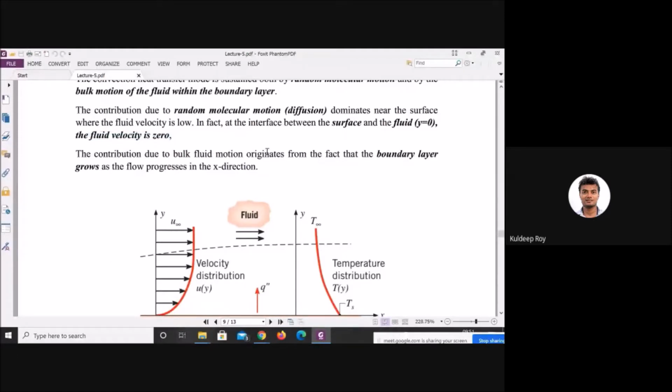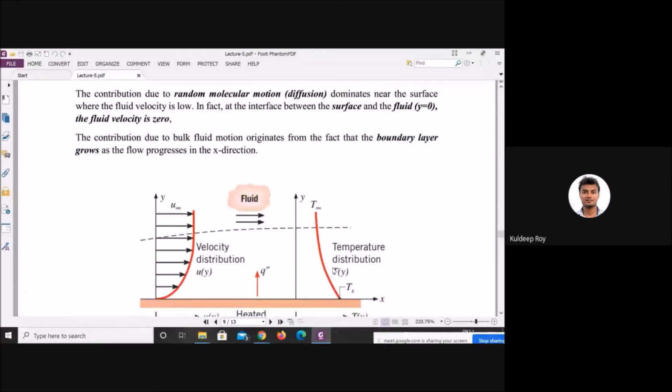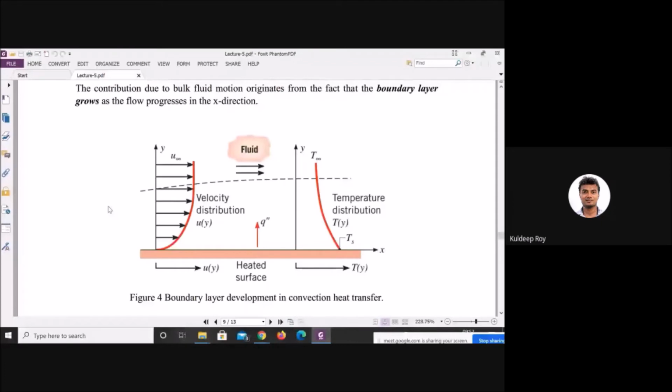The contribution due to the bulk motion originates from the fact that the boundary layer grows. As the boundary layer grows, as the flow propagates in the x direction, the fluid will move in this direction, and at this particular point there will be bulk motion. Okay, when the fluid flows in convection, you have to keep two things in mind: one is the random molecular motion, which occurs at the surface of your heated plate, and above this particular zone there will be the bulk motion. I think you have got a little idea about how conduction and convection take place.